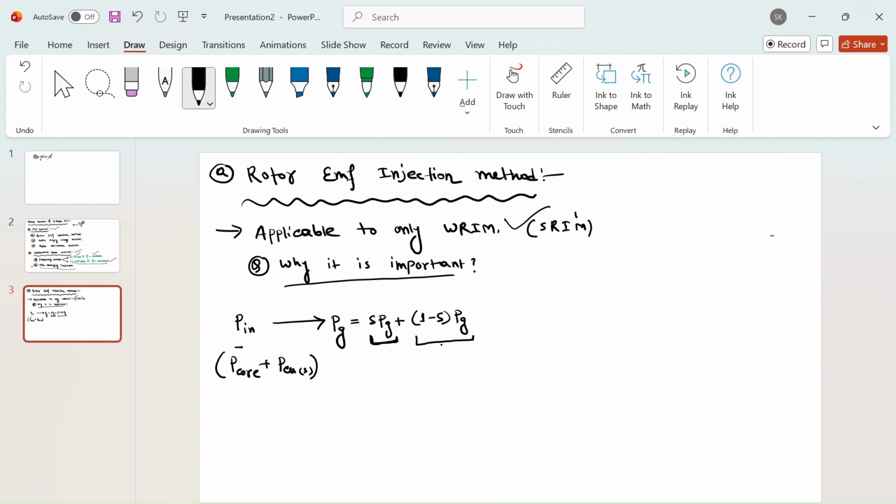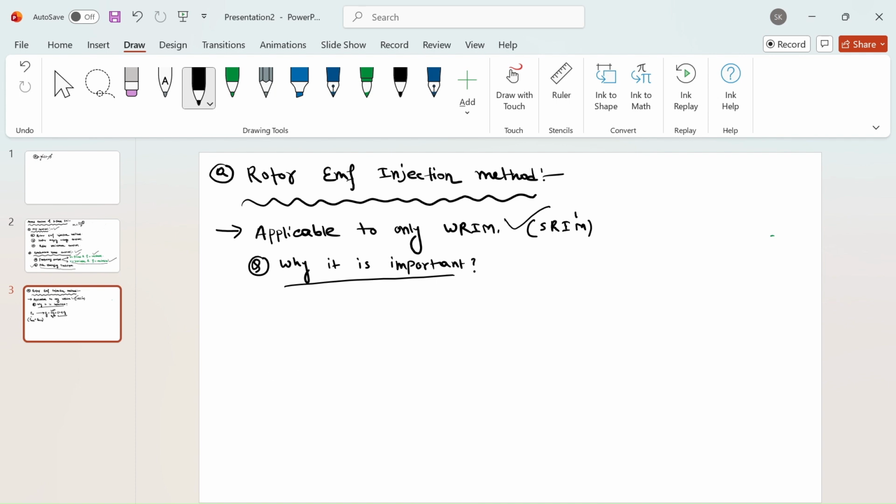Now, in case of squirrel cage induction motor, there is no way you can utilize this S·PG power. But in case of slip ring induction motor, since you have the slip rings outside of the motor, you can do something such that you can utilize this S·PG power. Instead of wasting the entire power as rotor copper loss, you can utilize it. How can you utilize it? Let's see.